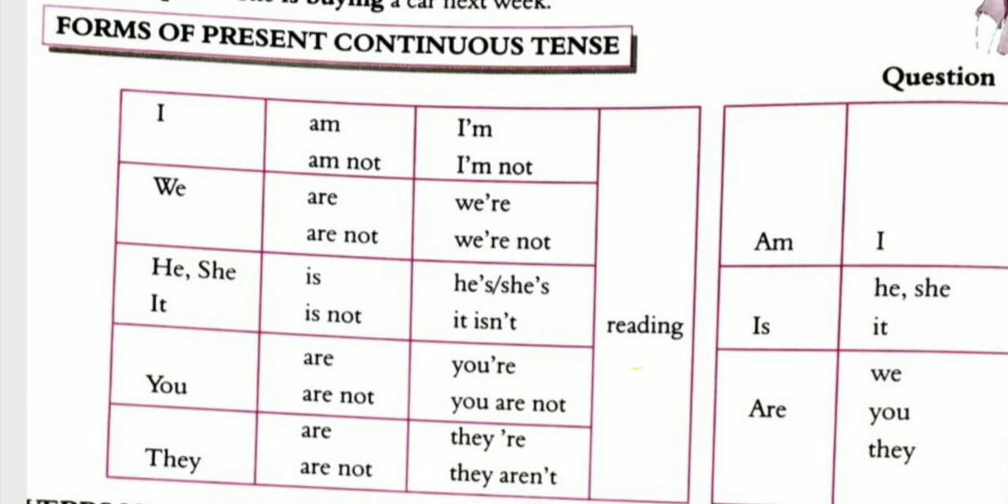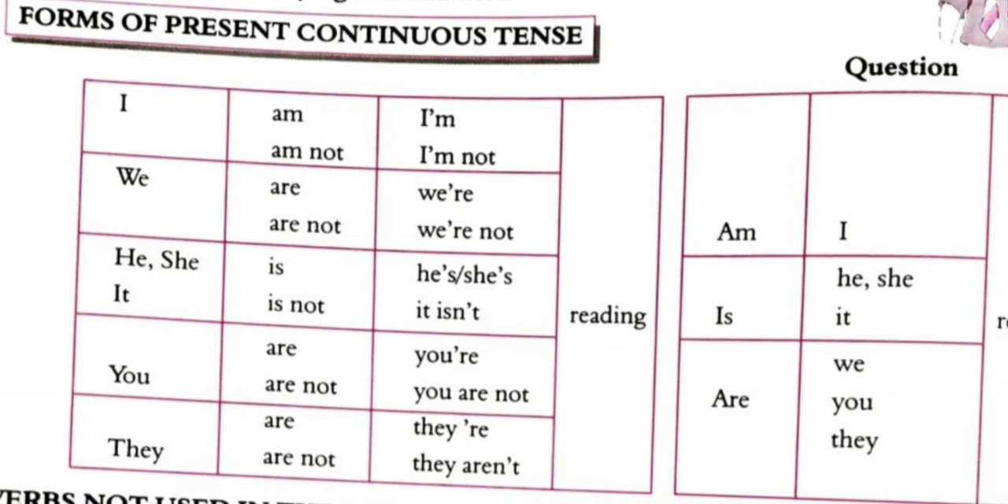Like I am reading, we are reading, he is reading, you are reading, they are reading. If we have to write negative sentences, then I am not reading, we are not reading, she is not reading, you are not reading. Okay, understand?